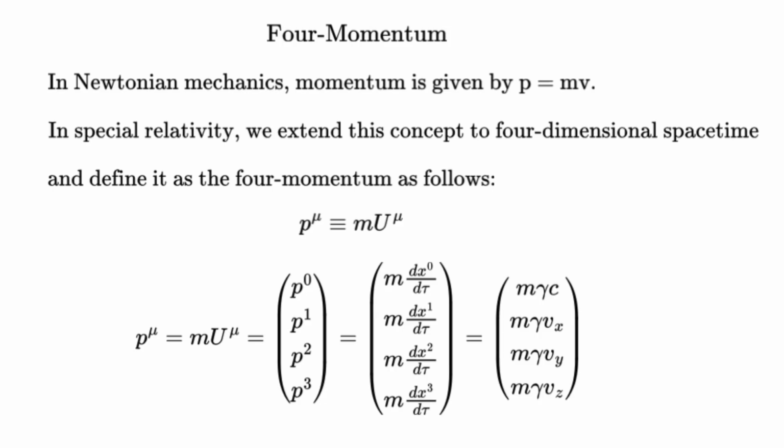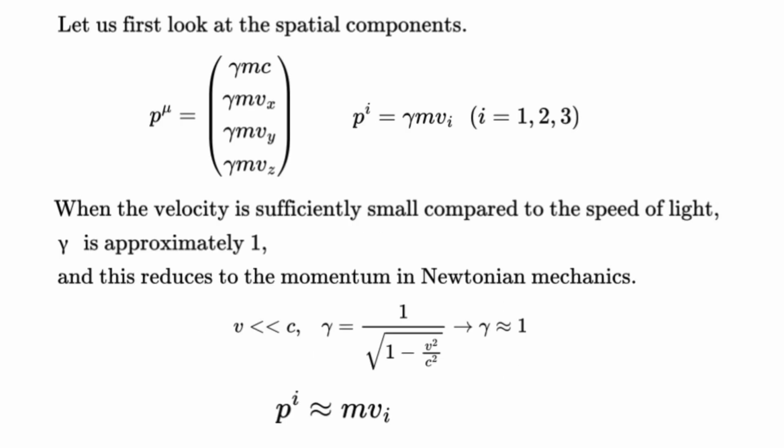4. Momentum. In Newtonian mechanics, momentum is given by p equals mv. In special relativity, we extend this concept to four-dimensional spacetime and define the four-momentum as follows. Let us first look at the spatial components. When the velocity is sufficiently small compared to the speed of light, gamma is approximately 1, and this reduces to the momentum in Newtonian mechanics.